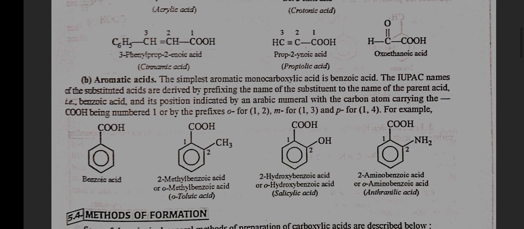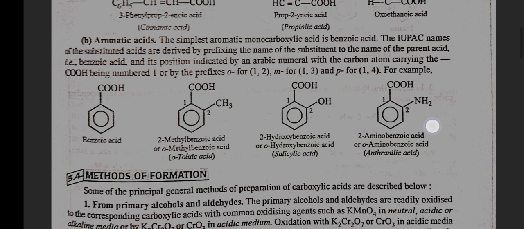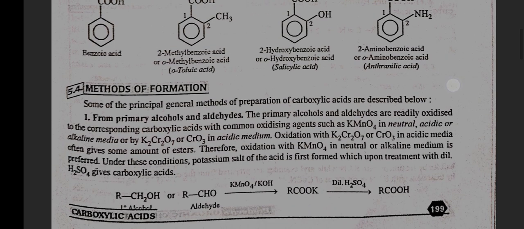Second is aromatic acids. The simplest aromatic monocarboxylic acid is benzoic acid. The IUPAC names of the substituted acids are derived by prefixing the name of the substituent to the name of the parent chain, that is benzoic acid, and its position is indicated by an Arabic numeral, with the carbon atom carrying the COOH being numbered 1, or by the prefixes ortho, meta, and para.